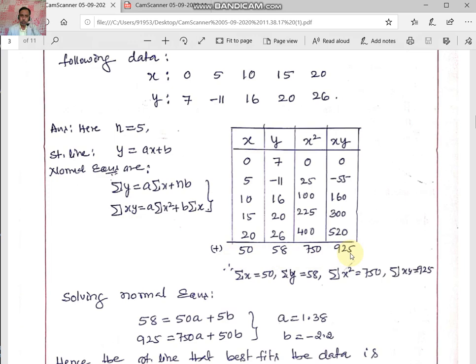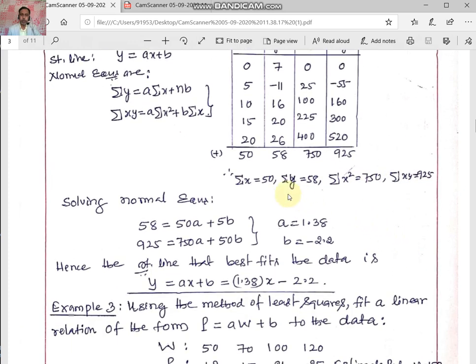These are the sums: sigma x will be 50, sigma y will be 58, sigma x square is 750, sigma xy is 925. Substitute these sums in the normal equations. Then the normal equations will be 58 equals 50a plus 5b, 925 equals 750a plus 50b. Then solve these two equations using a calculator. You will get a equal to 1.38, b equals minus 2.2. So you got the constant values a and b.